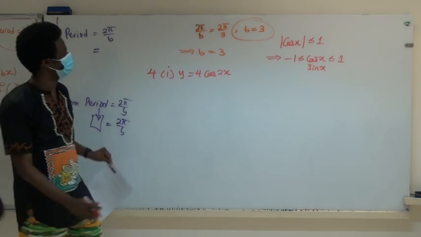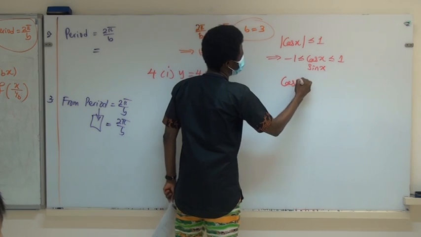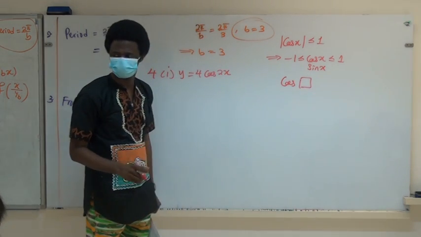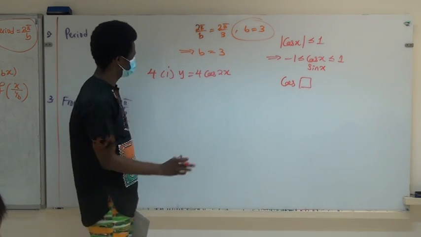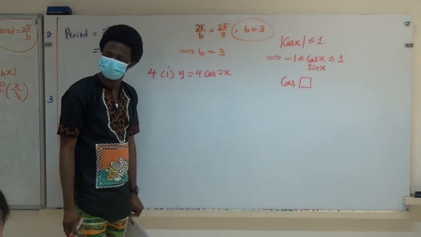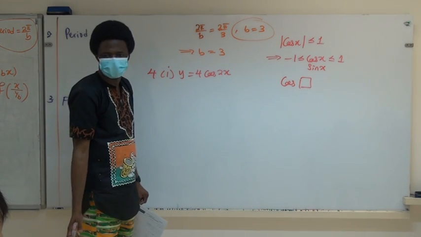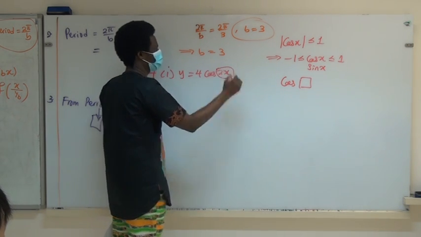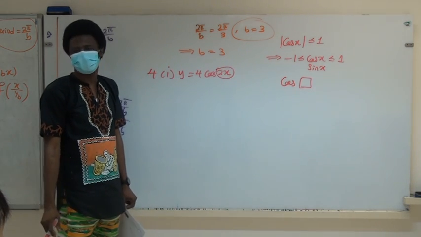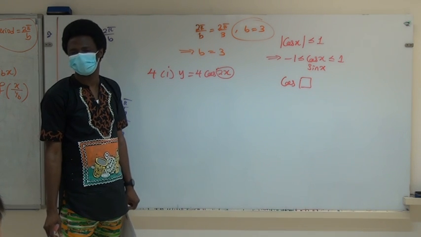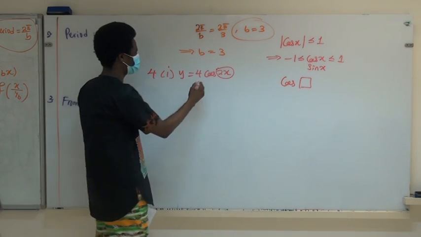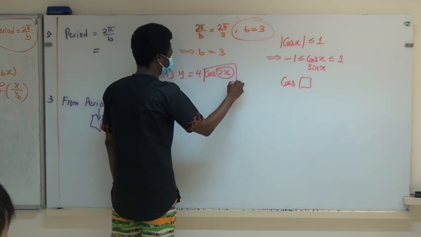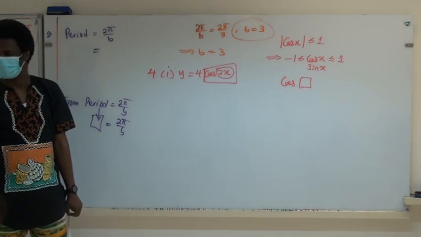So at maximum, cos of any angle is 1. In this case, the angle is 2x. It doesn't matter. The maximum you can have here is when this value is 0. So it doesn't matter whether x is 0 or 2x is 0. My point is, cosine ends up as either 1 or -1.